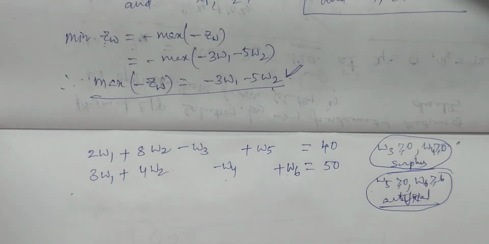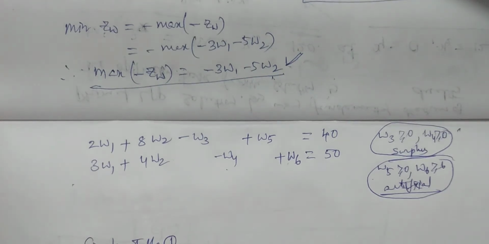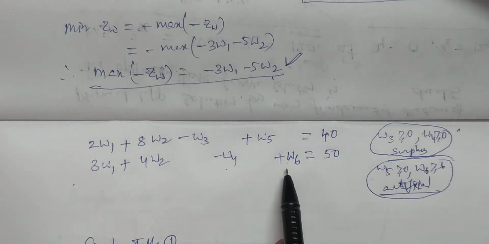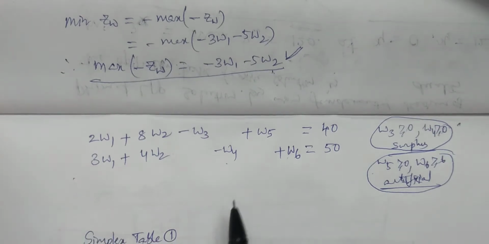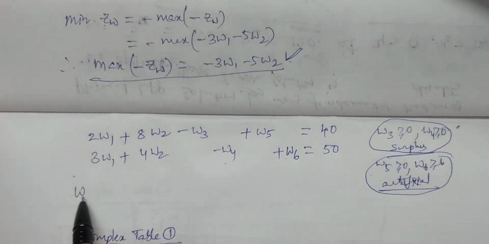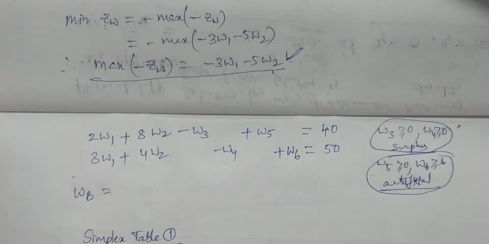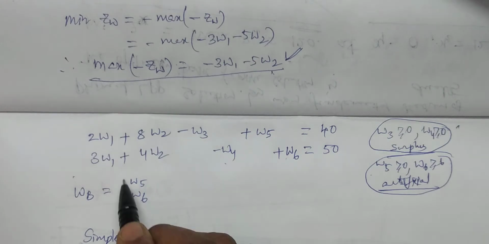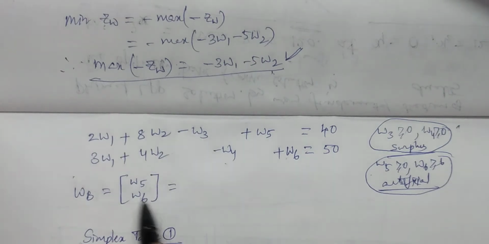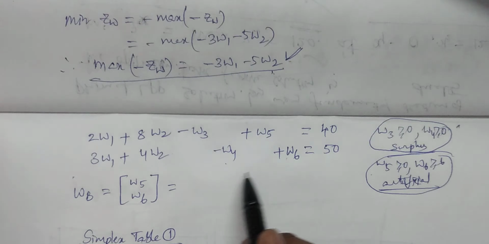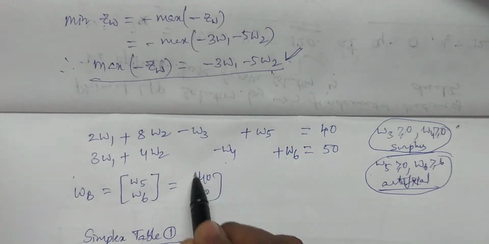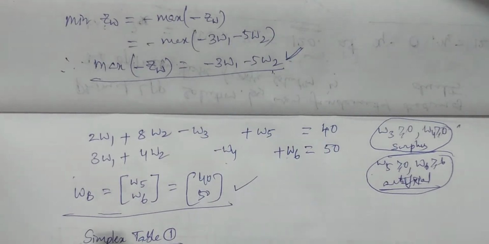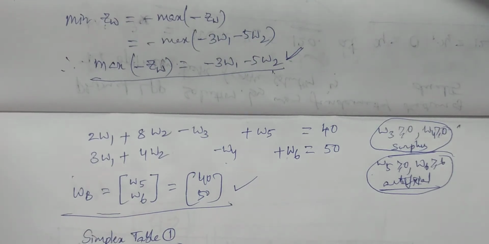After converting the inequations into equations and obtaining the initial basic feasible solution, you have to obtain the initial basis. So for the initial solution, you have to express the initial basic feasible solution. I write directly omega b is equal to omega 5, omega 6. Of course, y5 and y6 are the basis vectors, and omega 5, omega 6 are the values here, B inverse b, the values 40 and 50, the right hand side constant vector. This is the initial basic feasible solution. You have to put it in the first column of the simplex table.